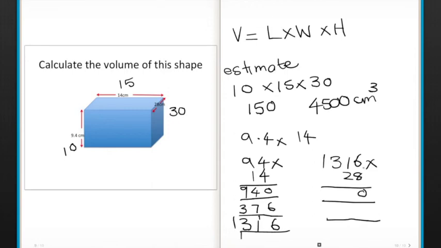Naught down, times in by 2. 2 6s are 12. 2 1s are 2, add the 1. 2 3s are 6. 2 1s are 2. Now we're timesing by 8. 8 6s are 48. 8 1s are 8, add 4 is 12. 8 3s are 24, add 1 is 25. 8 1s are 8, add 2 is 10. And just put a line through these so we know we've used them. Then we're going to add them both together.